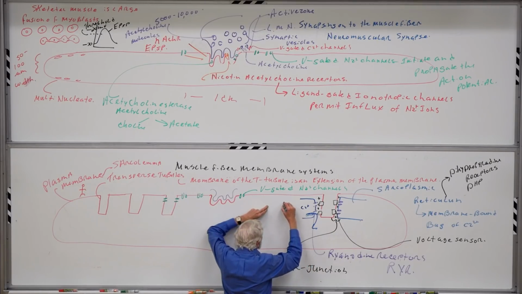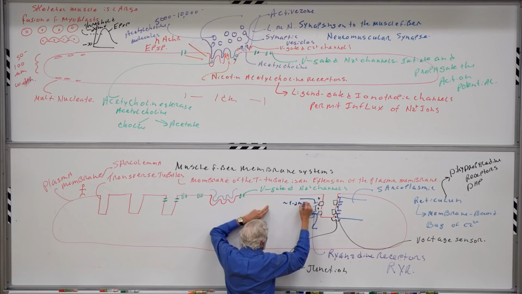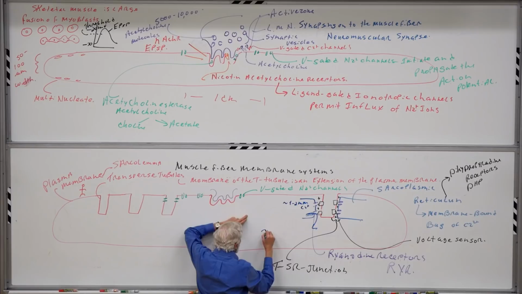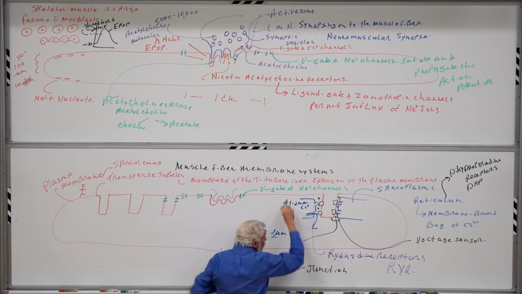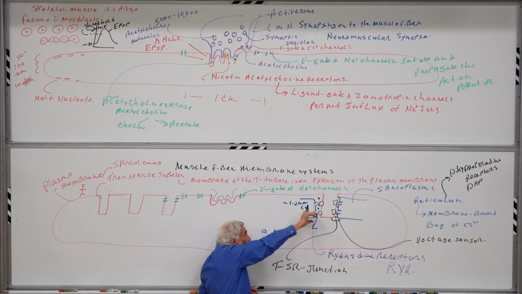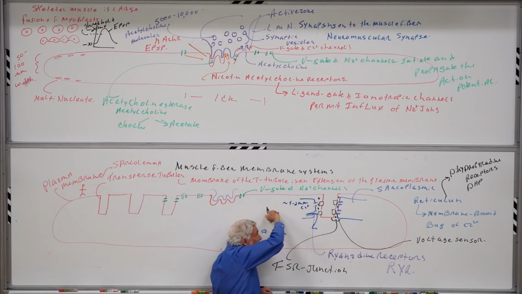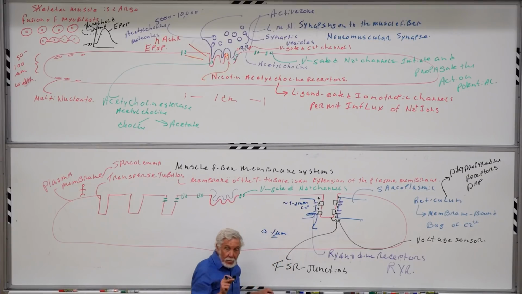concentration here is in the neighborhood of 1 to 2 millimolar. But out here in the cytoplasm, it's in the neighborhood of 0.1 micromolar. So it's a tremendous gradient. So when you pull the plug out of the bottle, the calcium pours out of the sarcoplasmic reticulum into the cytoplasm. So what have we done so far?